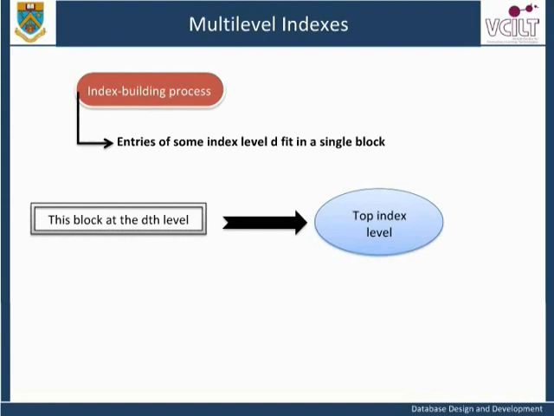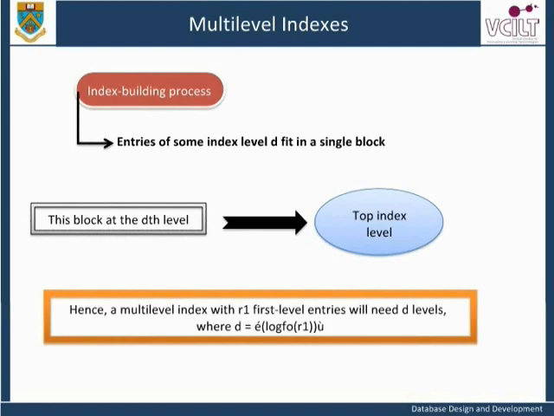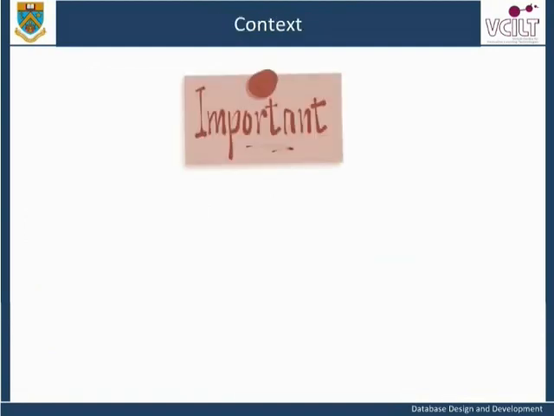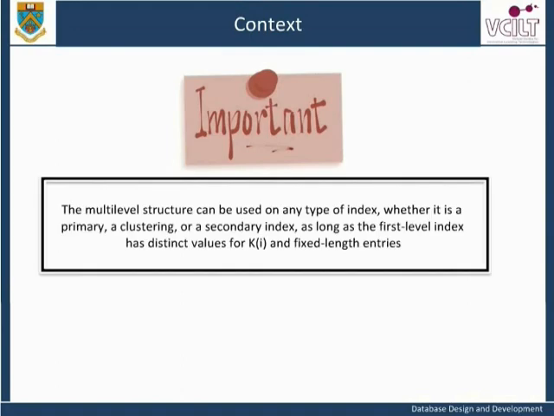The first level is at the bottom, and we work our way up. Each level reduces the number of entries at the previous level by a factor of fo, the multi-level index fan-out, so we can use the formula (R1/(fo^d)) ≤ 1 to calculate d. Hence, a multi-level index with R1 first level entries will need d levels, where d equals ⌈log_fo(R1)⌉. Important: the multi-level structure can be used on any type of index, whether it is a primary, a clustering, or a secondary index, as long as the first level index has distinct values for K(i) and fixed length entries.